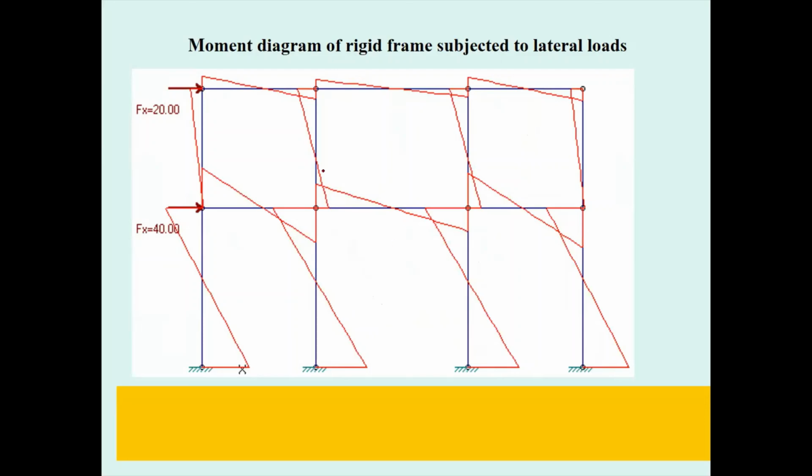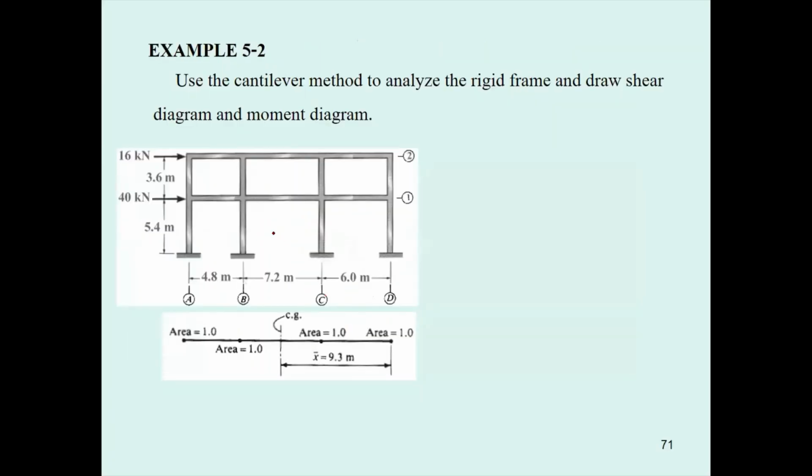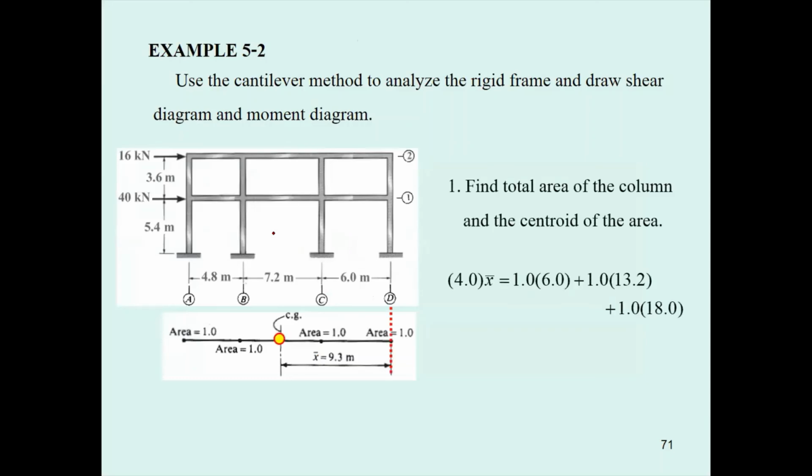But anyway, the moment diagram will be the same. No matter if it is the portal method or the cantilever method, you have to remember this triangular shape of the end moment and end shear. And again, in the cantilever method, it is your duty first to determine the total area of the column and then determine the centroid of the area of the column.